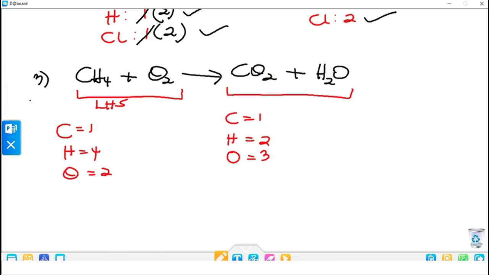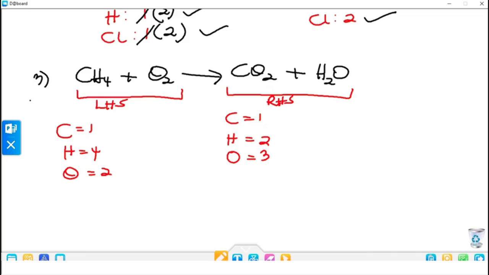So having seen that, let us take a look at which of these elements are balanced. Carbon is 1 at the left and 1 at the right. That is balanced. Hydrogen is 4 at the left but 2 at the right, so it is not balanced. Oxygen is 2 at the left but 3 at the right. It is also not balanced. So the only element which seems to be balanced is carbon.